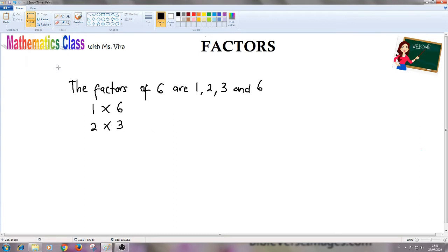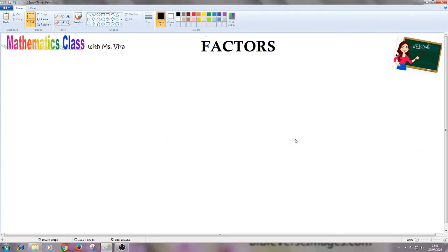Okay, let's try to find the factors of another number. Find the factors of 36. It's the same way. We need to find out the pairs of numbers that give 36 as their product. We start with 1 times 36.